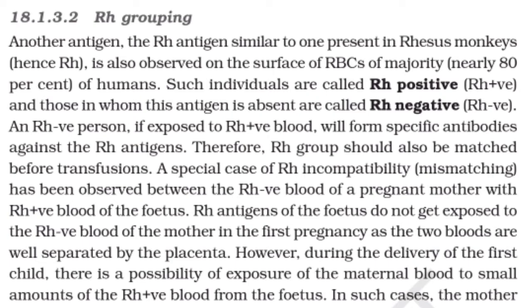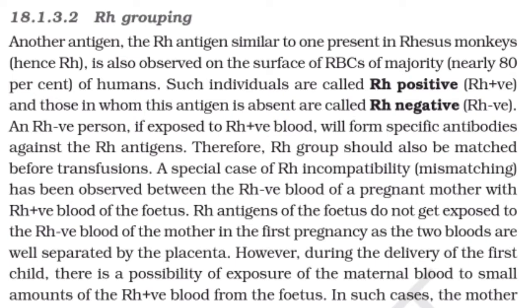18.1.3.2 Rh grouping. Another antigen, the Rh antigen, similar to one present in rhesus monkeys (hence Rh), is also observed on the surface of RBCs of the majority, nearly 80 percent, of humans. Such individuals are called Rh positive, and those in whom this antigen is absent are called Rh negative. An Rh negative person, if exposed to Rh positive blood, will form specific antibodies against the Rh antigens. Therefore, Rh group should also be matched before transfusion.